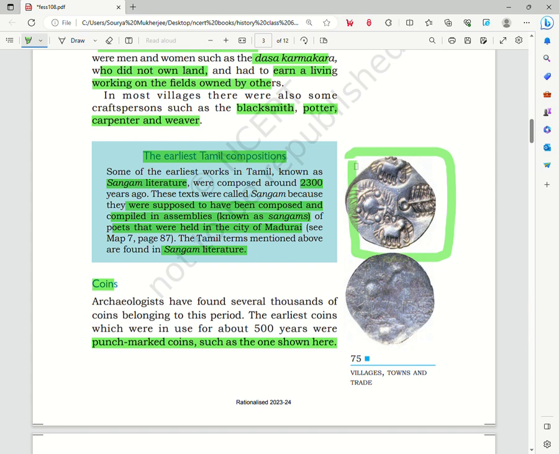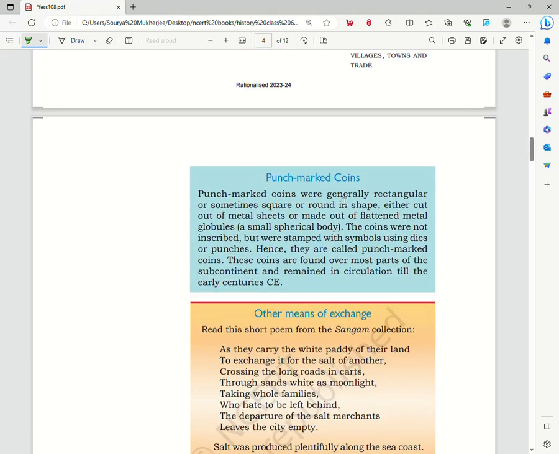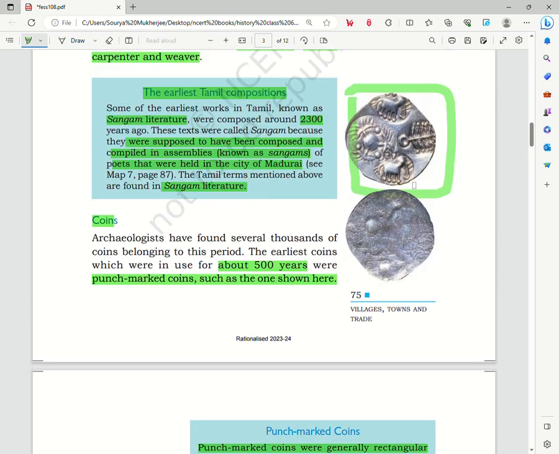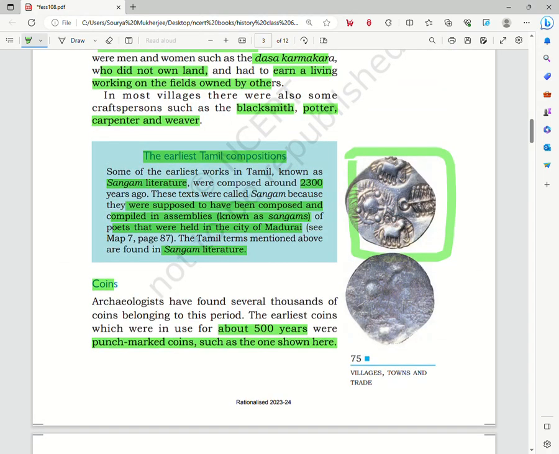So these kinds of coins were used for a long time. These were quite simple to make, and they were used for around 500 years. Next, in the blue box, if we read about the punch mark coins, the punch mark coins were generally rectangular or sometimes square or round in shape, and either cut out of metal sheets or made out of flattened metal globules, small spherical bodies. So these punch mark coins were hammered into the shape that was required from cutting the large, thin metal sheets, and also from small round pieces of metal. These were hammered to the shape that was required, and the punch mark coin was made from them.